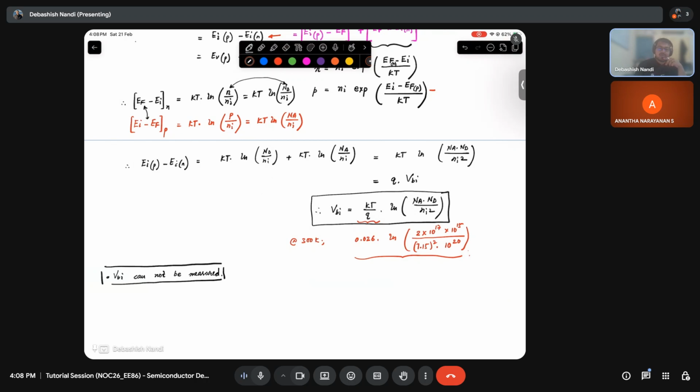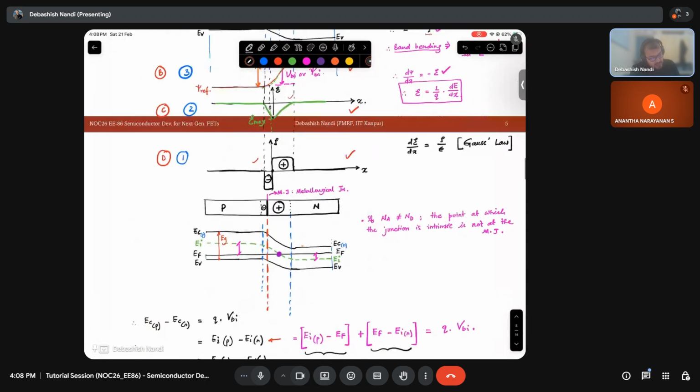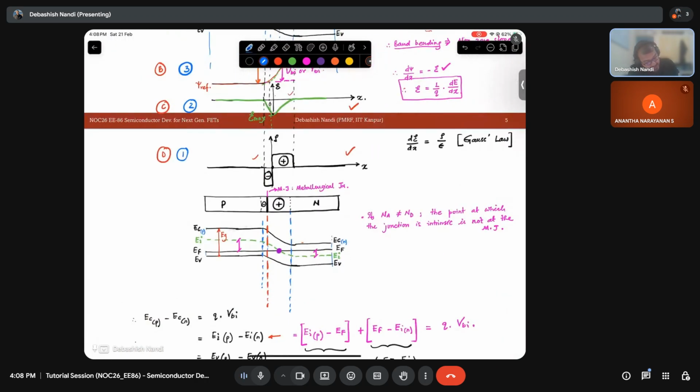Do you know why VBI cannot be measured? No. So what do you need to measure something? Some kind of voltmeter, right? Yes, sir. As soon as you connect some probe at these two locations, what will that create? It will create a potential difference. Metal semiconductor Schottky contacts or ohmic contacts.